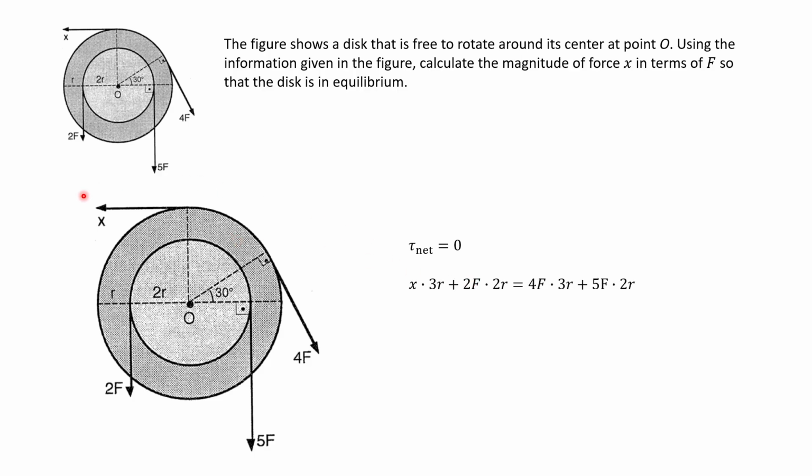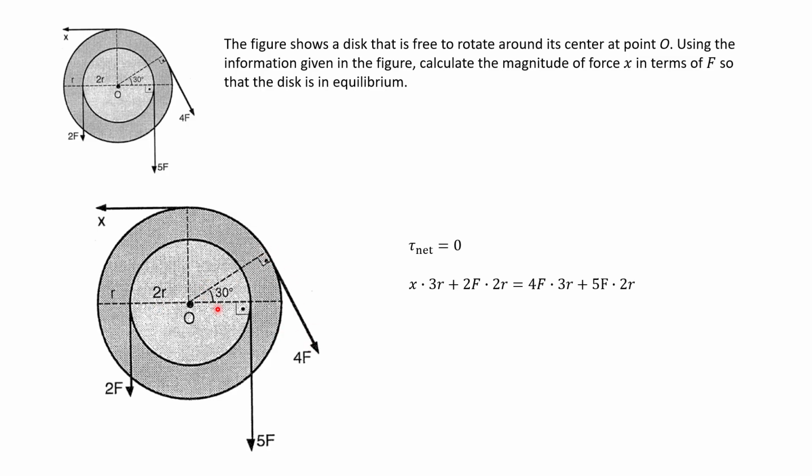So the torques that are trying to rotate it counterclockwise are going to be X times the length of this arm, which is 3r, right? The perpendicular angle is 90 degrees. What else? 2F and 2r, right? So you have X times 3r, plus 2F times 2r. And the ones that are trying to rotate it in a clockwise direction are going to be 4F times 3r.